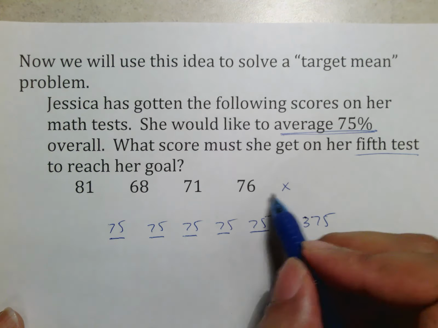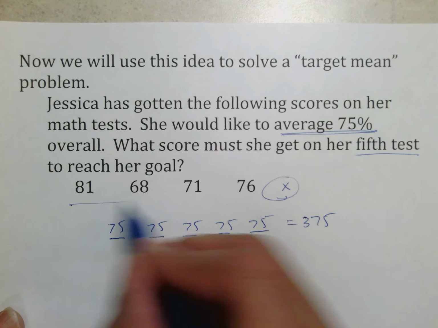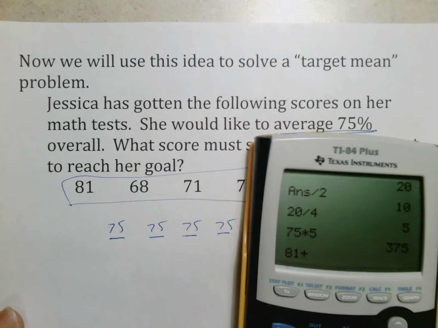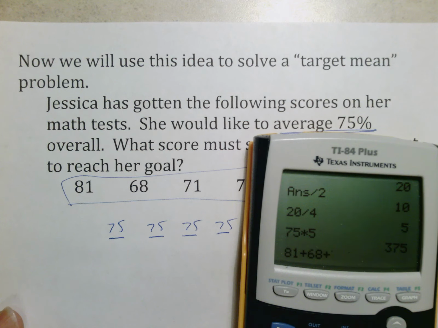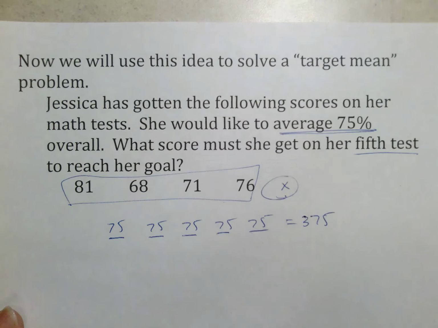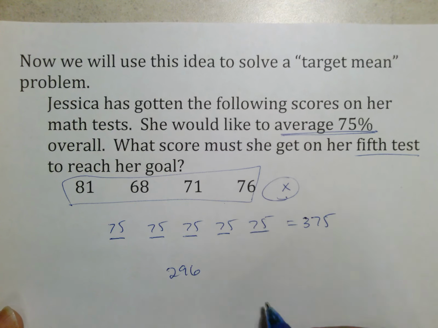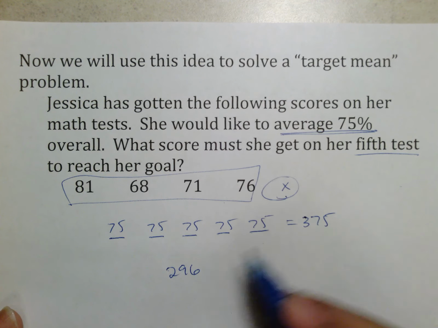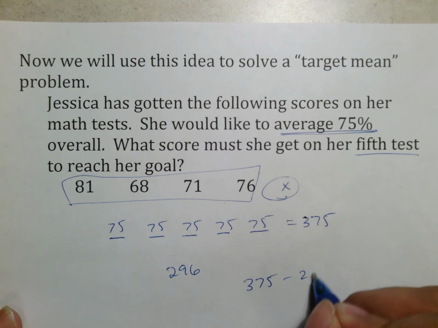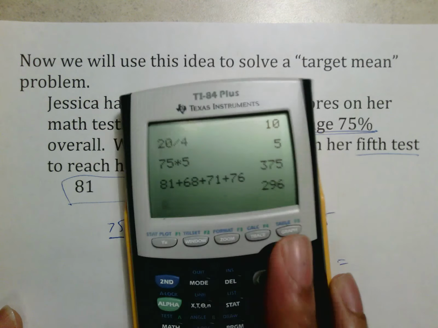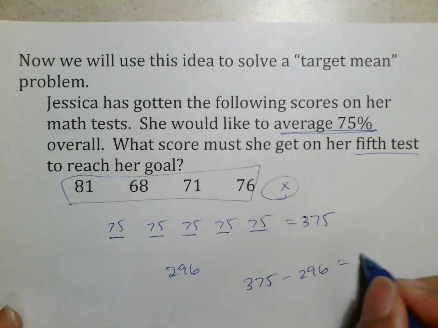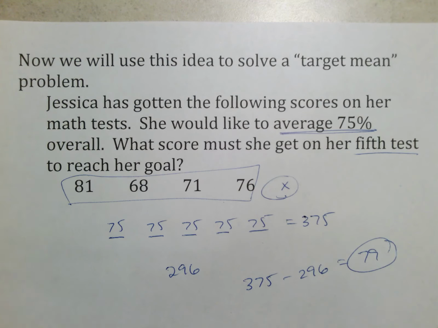In order to find out what she needs, I first have to find out what everything else adds up to. So I do 81 plus 68 plus 71 plus 76 to find out that she's scored 296 points right now, and this is where she needs to be. So to do that last part, we simply do how much she needs minus how much she has to get the answer of 79 points is what she needs to score.